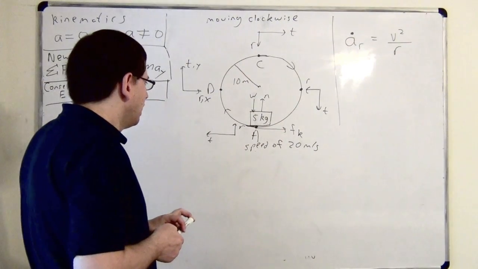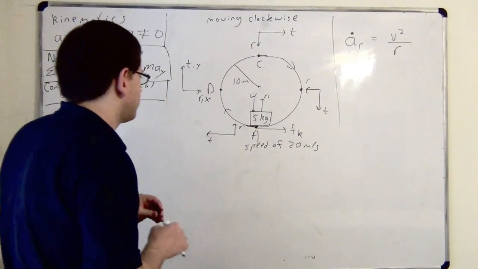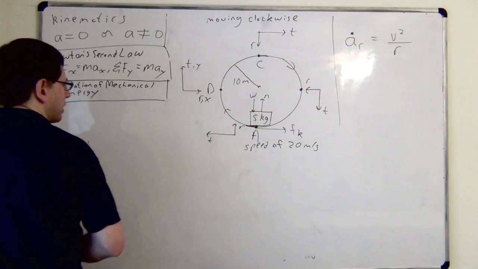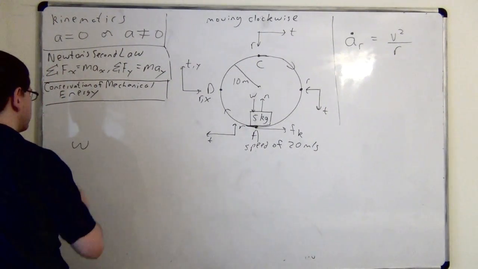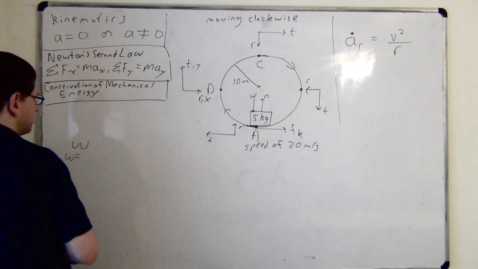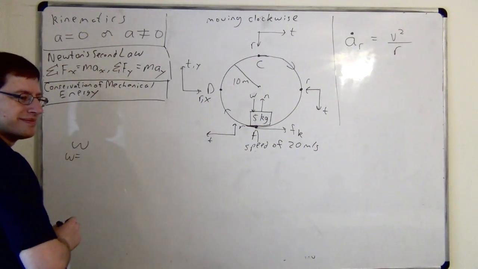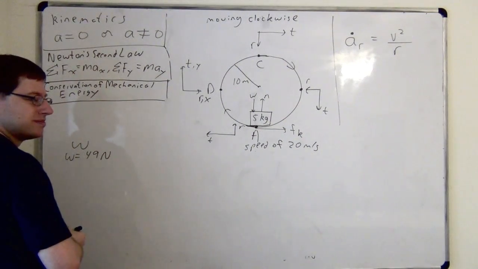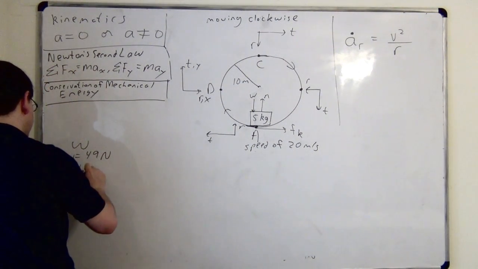Okay, so then we make our force table. We can start with the weight. What can we write down about that? W equals mg. Good. So what does that give us? W equals 5 kilograms times 9.8 meters per second squared, so 49 newtons.